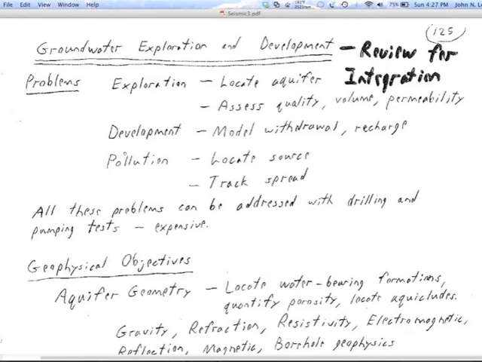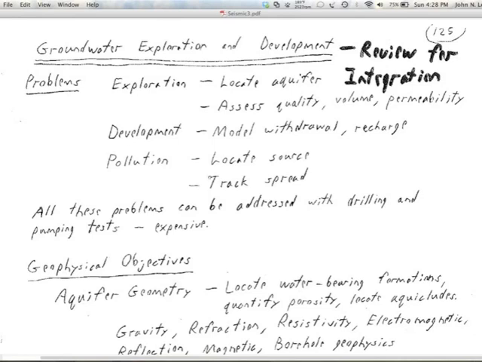There are also problems in groundwater development that geophysics can help with. Just by locating the boundaries of the aquifer, we can help a lot with modeling of withdrawal and recharge: withdrawal of water from the aquifer, recharge of water to the aquifer. Really, just by setting limits on the possible extent of the aquifer helps a lot. And this is critical in deciding how you can develop the aquifer. How much can you pump every year? Questions like that.